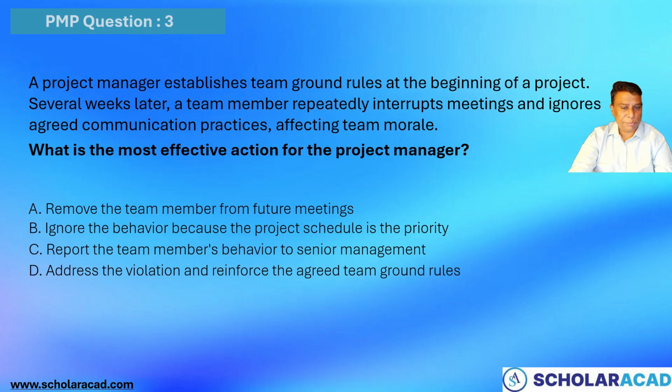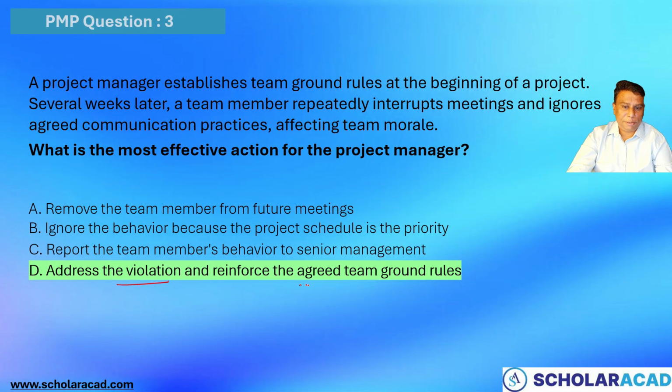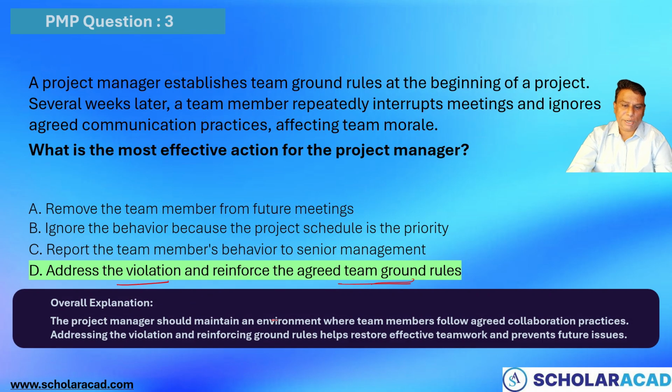Let's look at what the best option is. Option D, yes, addresses the violation and aligns the team with the ground rules, so that they will not miss meetings or ignore communications. So maintaining the environment, alignment and collaboration, focusing on the violation, why they are doing this, and then setting up the ground rules and restoring effective team collaboration, understanding why the meetings are important, and communication, to avoid any issue in the project.